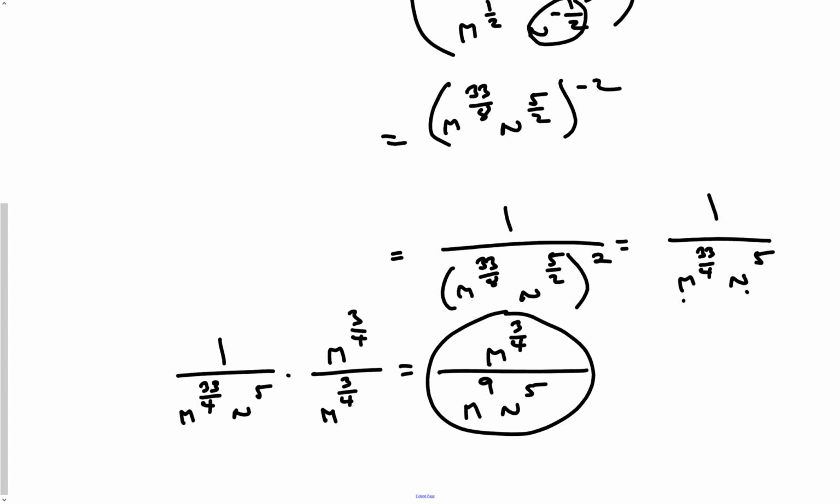Okay? So again, this was the simplified version, but it's not rationalized. So we have to take it that one extra step and rationalize the denominator. No roots in the denominator. And remember, this is the 4th root of m to the 33rd power. Okay?